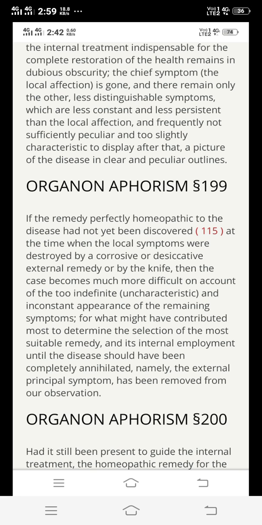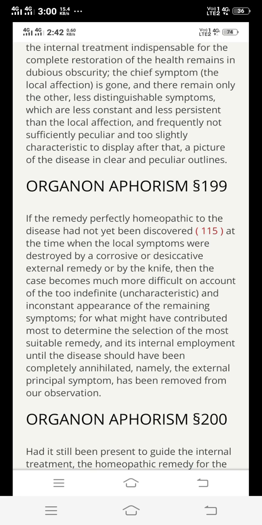So in that case, the ideal way of treatment is not possible, since the symptom is removed from our observation, and it is very difficult to treat such cases. They also explain that if dynamic local maladies, prior to proper selection of homeopathic remedies, get palliated with the help of adynamic remedies like mercurial preparations or by surgical means, then the case becomes very difficult to treat, as there remain no peculiar or characteristic symptoms.